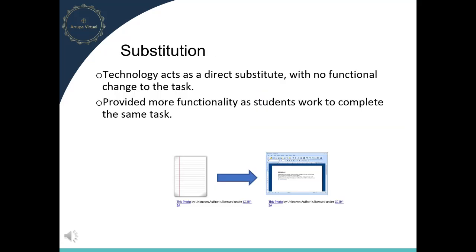The first tier is substitution. Here, technology acts as a direct substitute with no functional change to the task. The paper is changed by a tablet or a computer to provide more functionality as students work to complete the same task. Even before the situation in which we find ourselves today, most teachers were already engaged in this tier by having students complete their work in an electronic device.